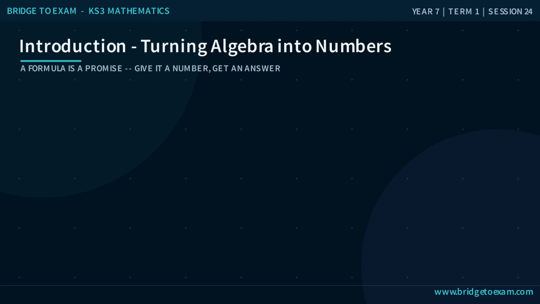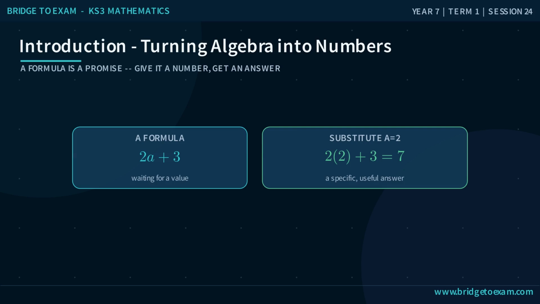Session 24, Substitution. A formula is just a promise. Give it a number, and it'll give you an answer back. Substituting a equals 2 into 2a plus 3 turns an algebraic expression into an ordinary calculation. 2 times 2 plus 3. By the end of today, you'll substitute values into an expression, evaluate using BIDMAS, and handle negative values safely.